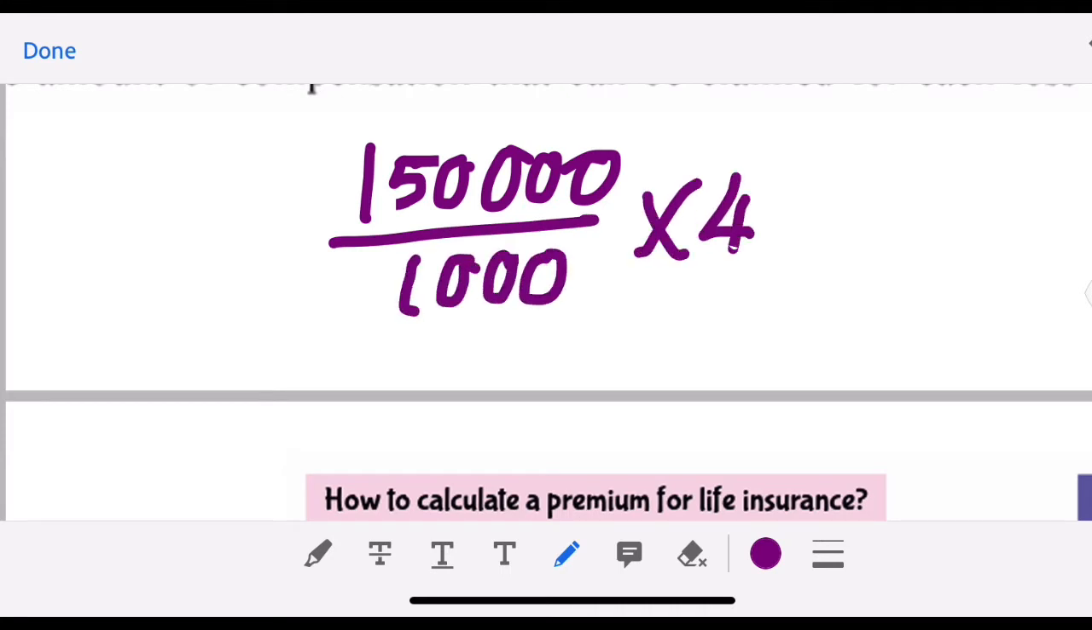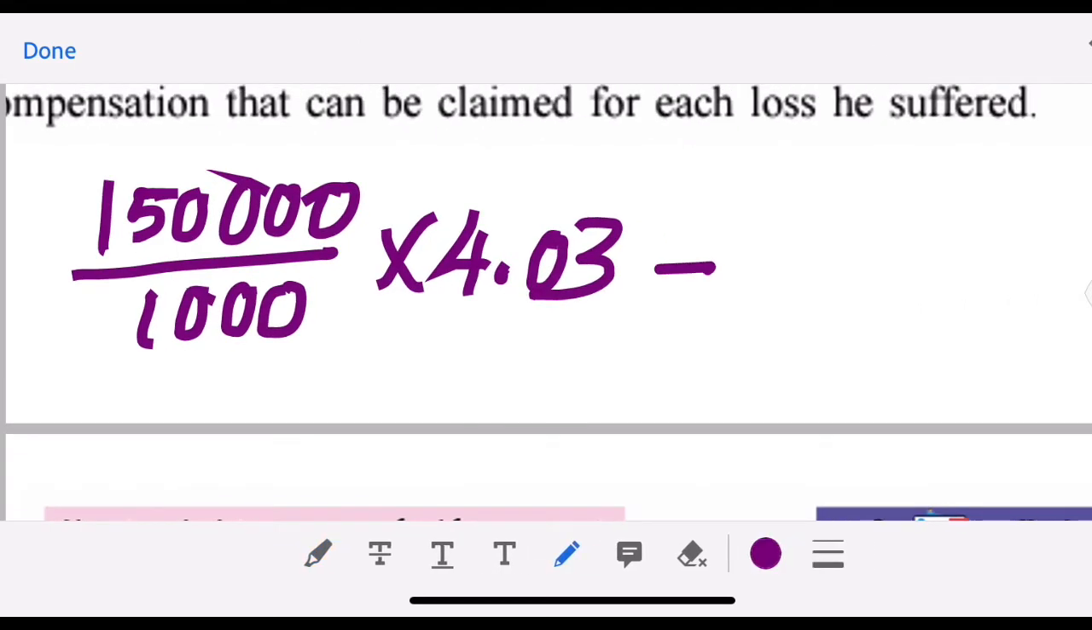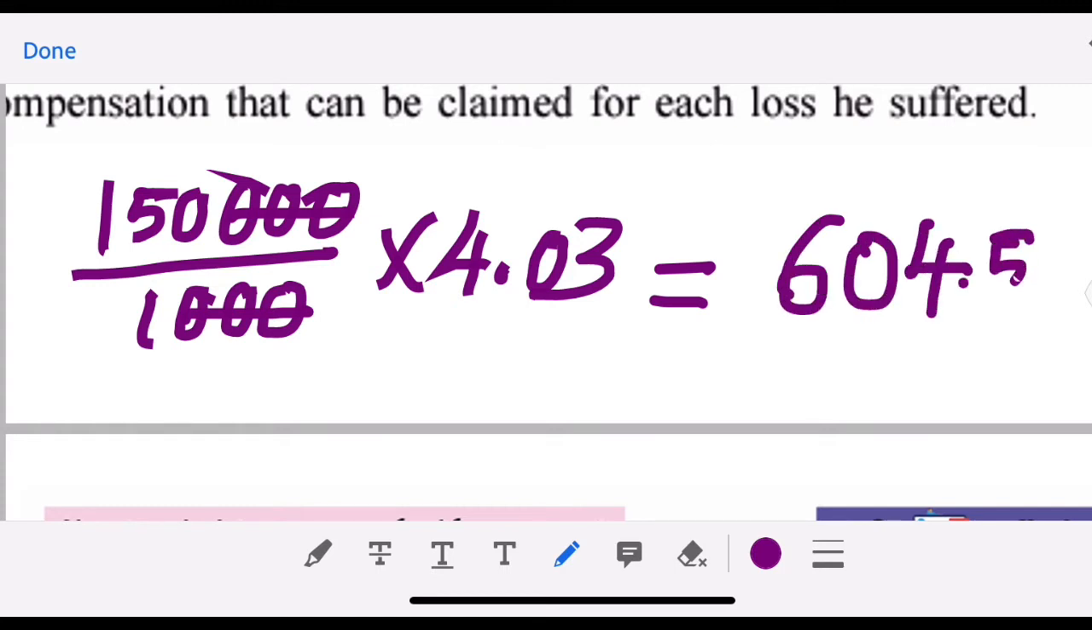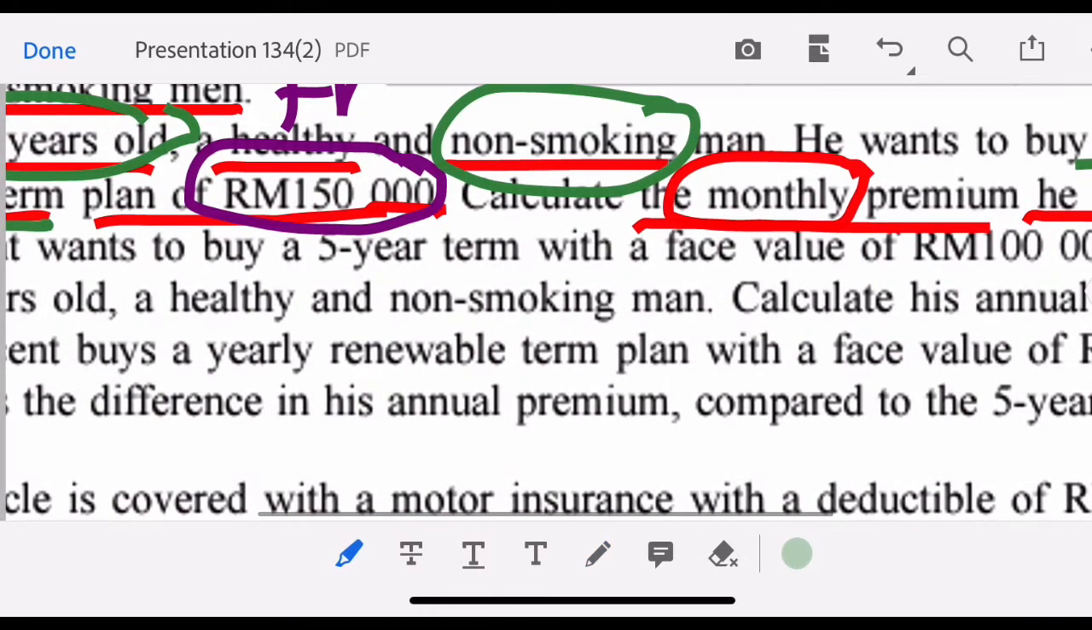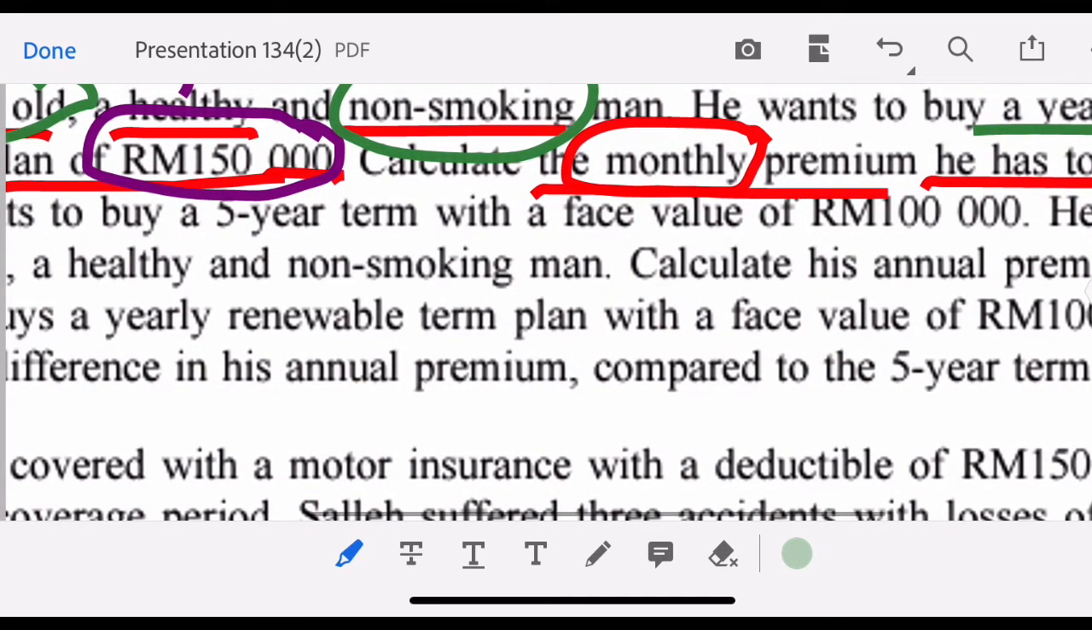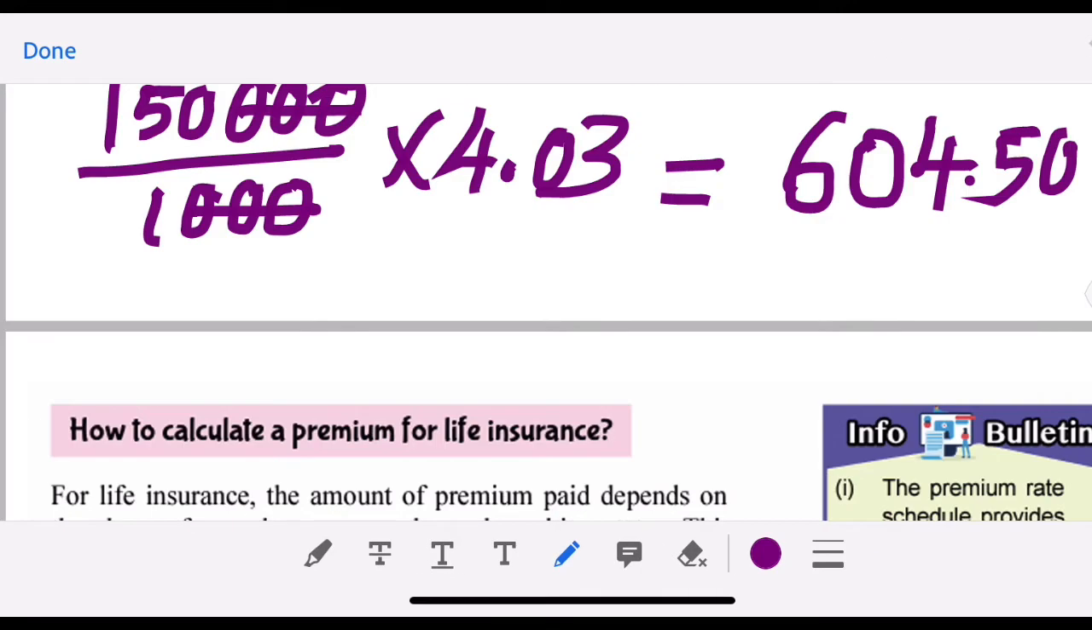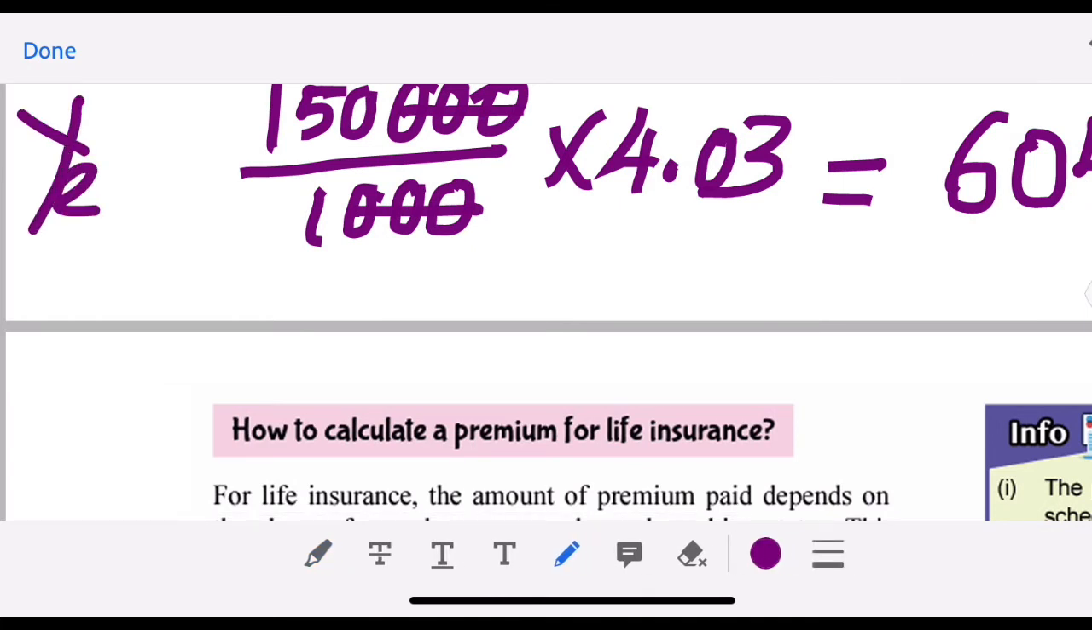Times the 4.03. So if you press the calculator, you will just cancel out the 1,000. It becomes 150 times 4.03. So I'm getting 604.50. Okay, so this is actually the annual premium. This is the yearly premium.